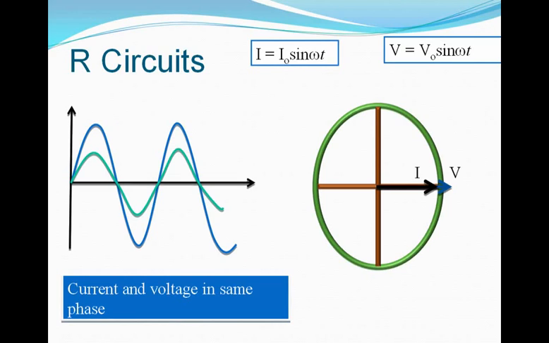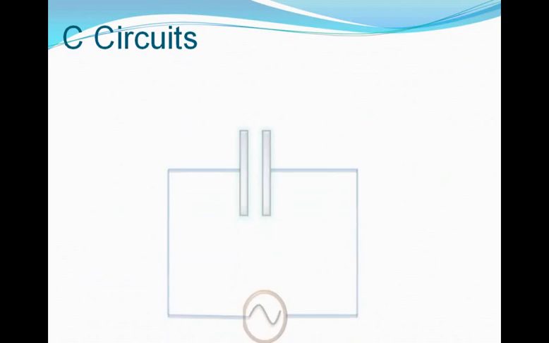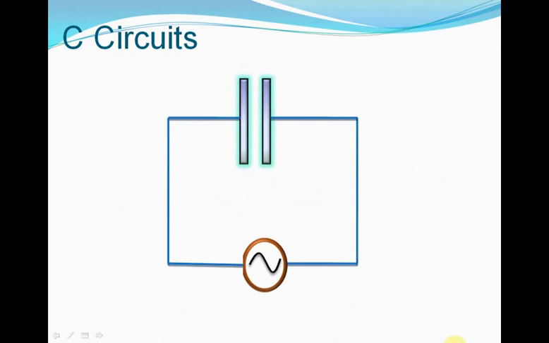Let's now look at another kind of circuits. Let's now look at C circuits. C circuits are circuits which have a capacitor and an alternating current source connected to the capacitor, isn't it? In this case, let's calculate the relationship between I, the current in the C circuit, and V, the voltage of the C circuit. So in the case of capacitive circuits, how do we find out the relationship between V and I, the alternating voltage and the alternating current?